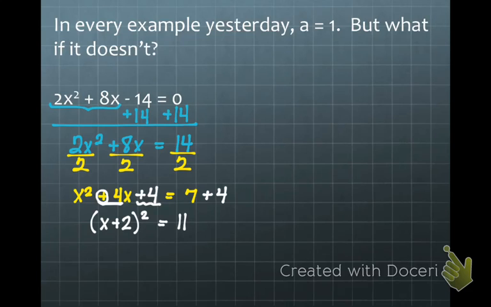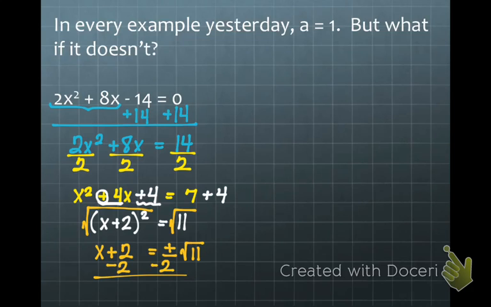And once we get to here, I now have a squared term all by itself, so I can square root both sides. A square root cancels a square, so I get x plus 2. And remember, the very next step after you've introduced a radical to your equation, that's where we're going to have plus or minus. So I get plus or minus the square root of 11. And then the very last step is to get x by itself, so I would do that by subtracting 2 from both sides. My final answer is x equals negative 2 plus or minus the square root of 11.